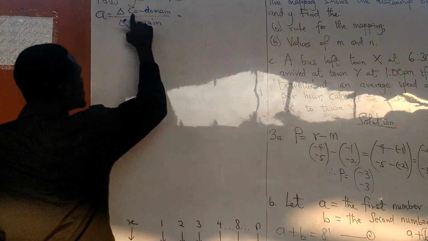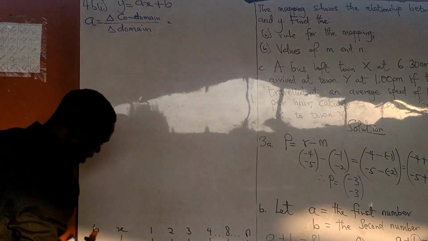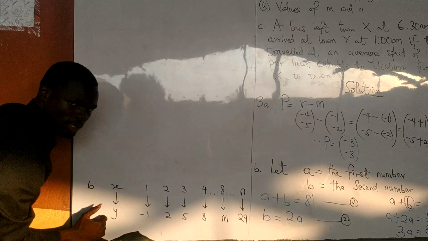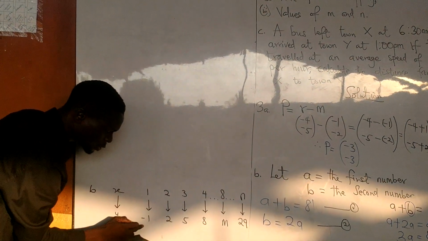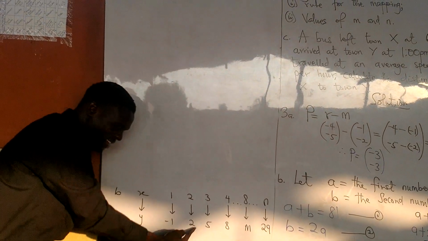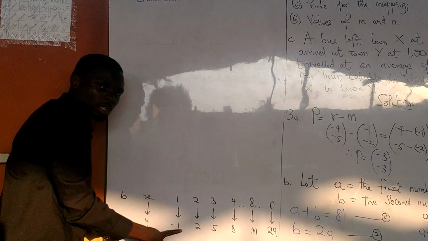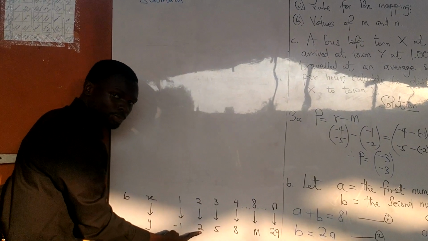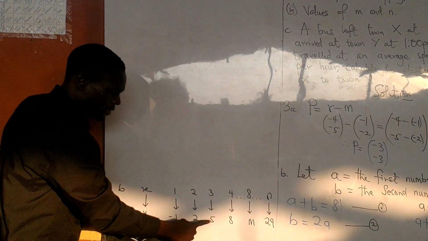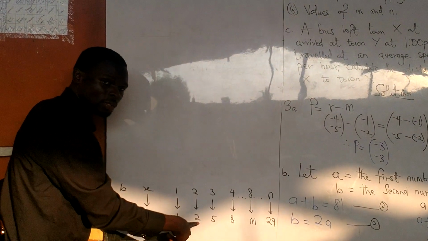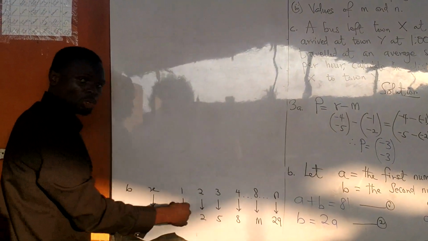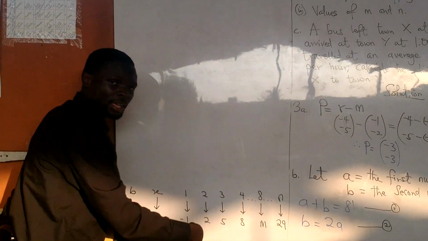How can I calculate the difference in the codomain? Come to the map. Ignore this one. These are the relations, x and y. Starting from the first one, with the codomain, pick the second value and subtract the first from it. What are you going to get? 2 minus negative 1 is going to give you 3. 5 minus 2, you are going to get 3. 8 minus 5, you are going to get 3. So you notice that the difference here is 3.